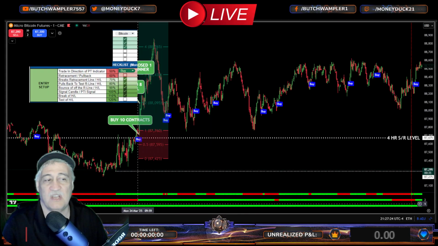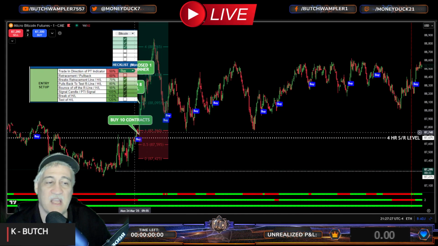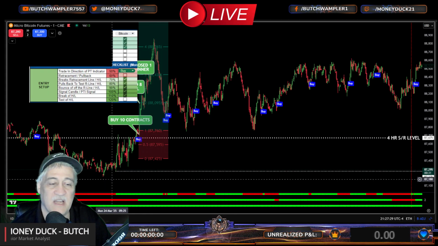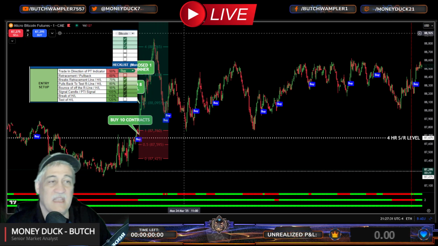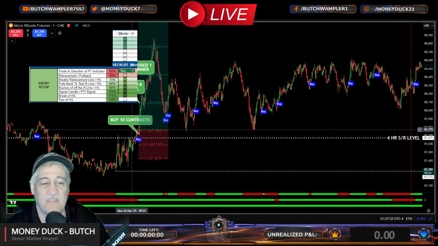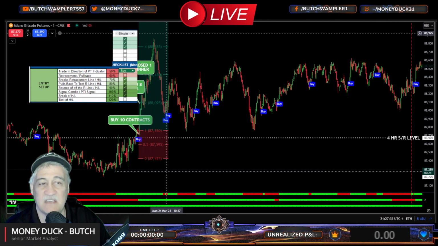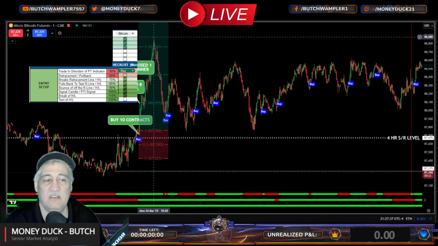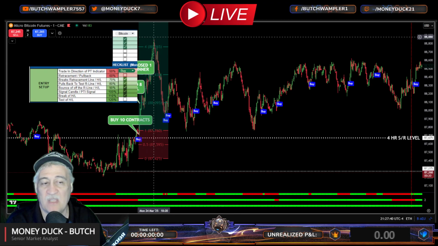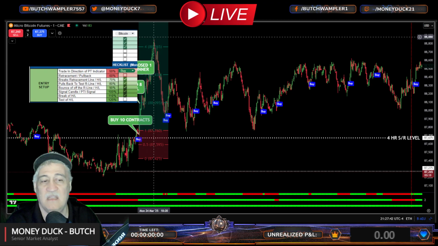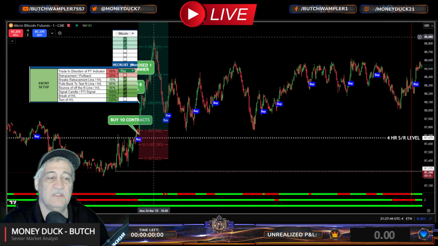So we just need a little chunk of the move. We don't need the whole thing. We're not asking for the whole thing. We're not trying to buy down here way at the bottom and sell everything at the top and say that's it, that's the end of the move. There's absolutely no way to pick tops and bottoms. We do the best we can to find out when things are going to turn.